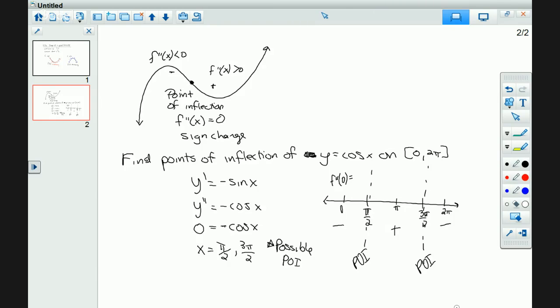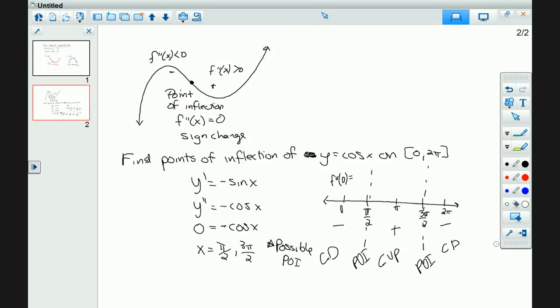And then concave up or down? Second derivative is negative. Concave down. Concave up. Concave down. And that is for cosine x. Okay.